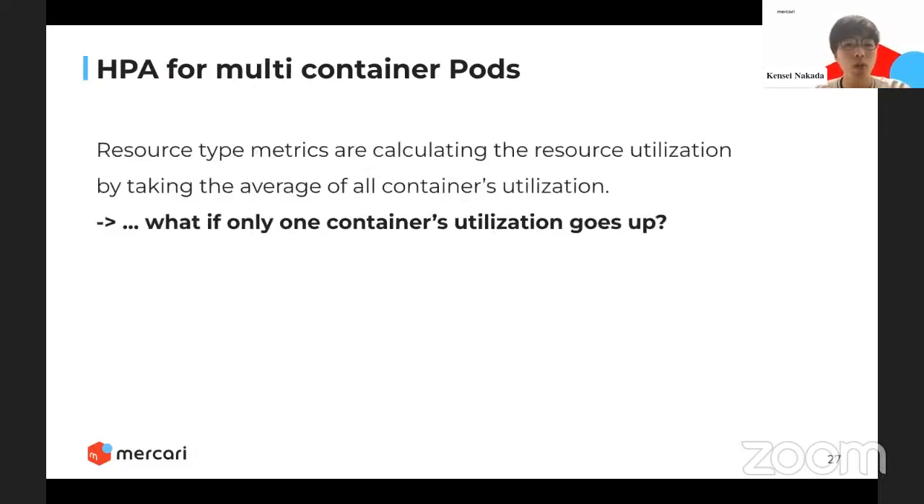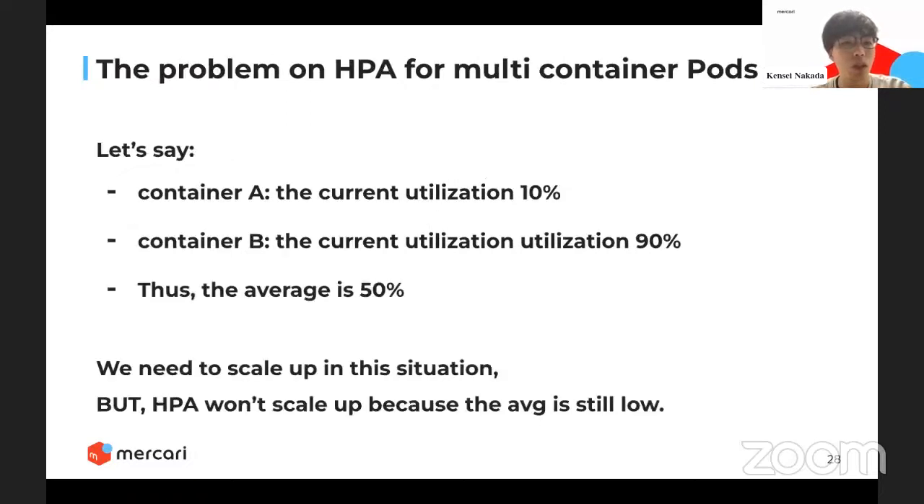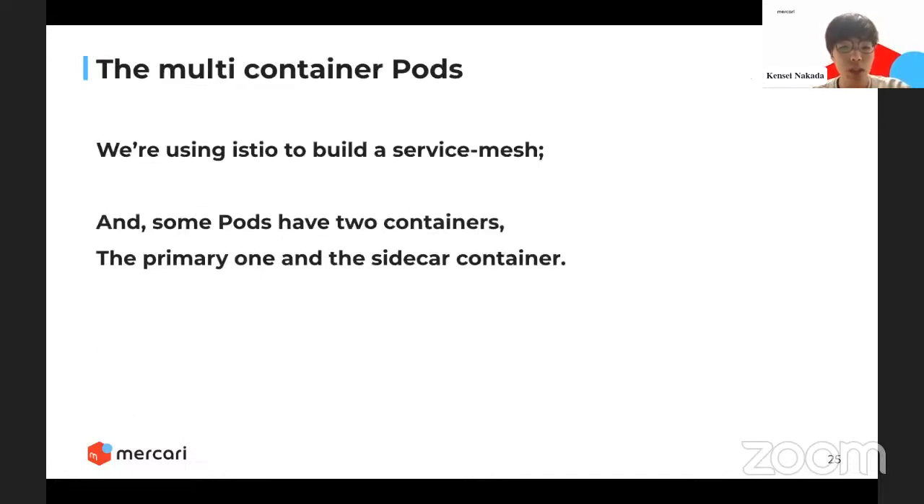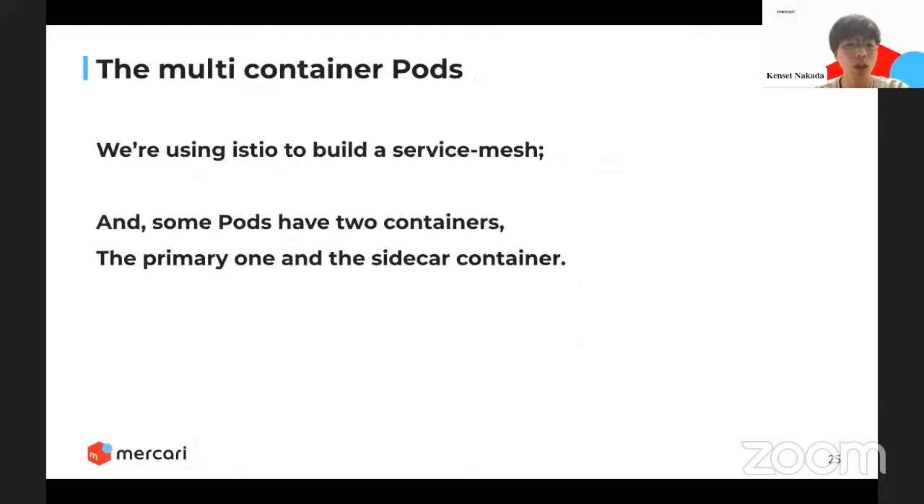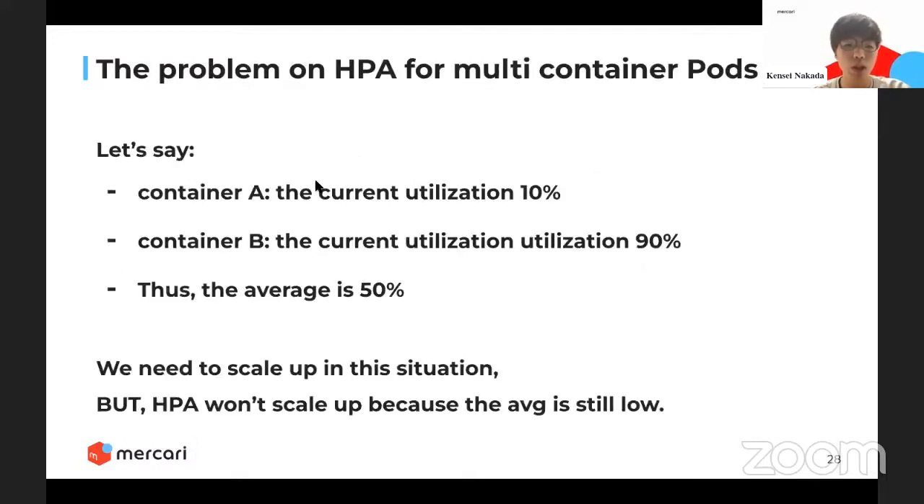So what if only one container's utilization goes up? Let's say the container A's current utilization is 10%, but another container's current utilization is 90%. Thus, the average would be 50%. So with this definition, HPA keeps changing the replicas so that the average utilization will be 60%. So the scaling up won't happen in this case. But actually, container B almost runs out of the resources. So we want to scale up in this situation.